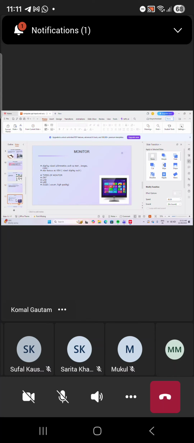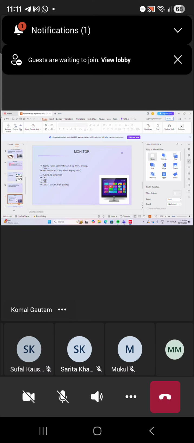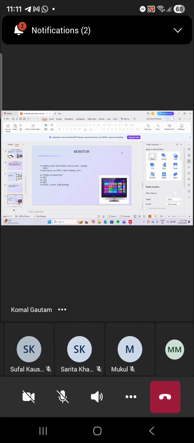First is monitor. Monitor is used to display visual information such as text, images, videos. Monitors are also known as VDU. VDU is visual display unit. Here are some types of monitor.